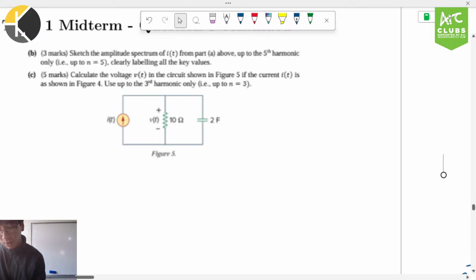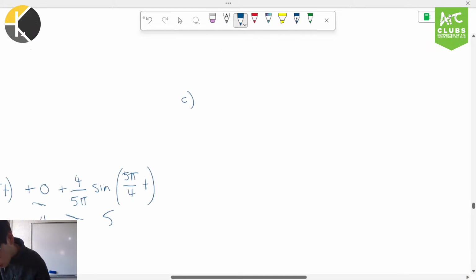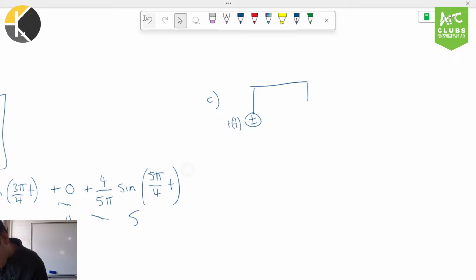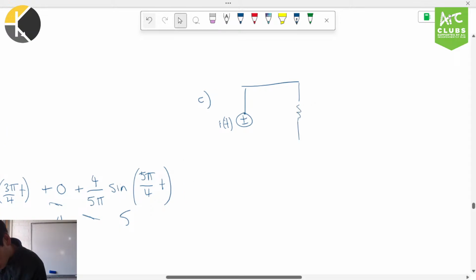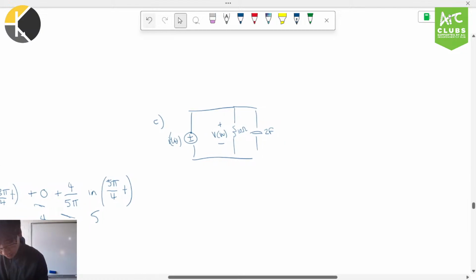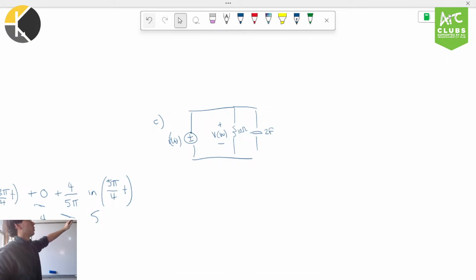So jumping over to this question, I believe it's a current source, I(t), and we have a resistor in parallel with a capacitor. So this will be V(omega), this will be I(omega), this was 10 ohms, and this was 2 farads. To find the voltage across those components, they are in parallel, so I'll combine them and then just use Ohm's law to find V(omega).